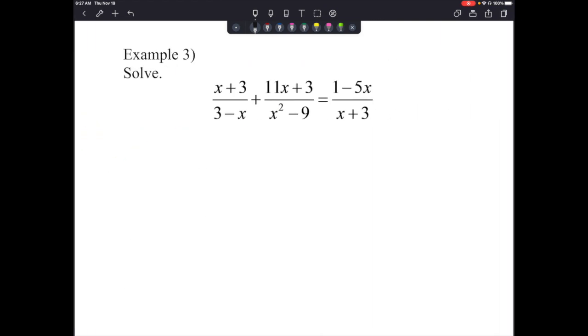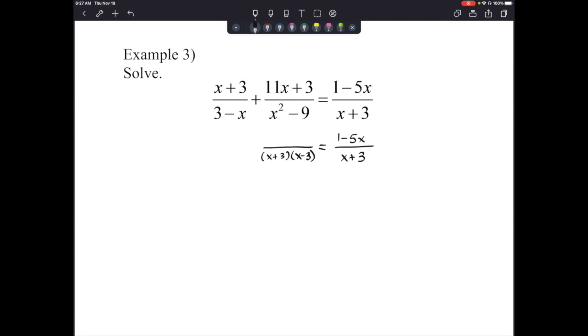Example 3, same kind of deal here. We're going to be looking at the factored form of our denominators to multiply by a value that would be divisible by each of them. So when we do this one here, I'm going to start on the right side, which is kind of strange, I know, but let's just do that. 1 minus 5x, we know that's over x plus 3. That's not changing. In the middle, we have x squared minus 9, which we know is an x plus 3 and an x minus 3.